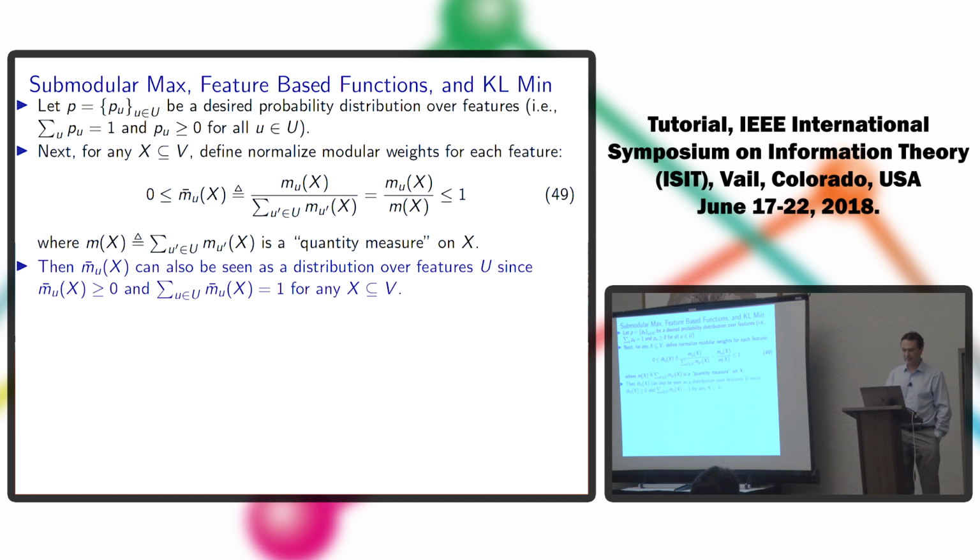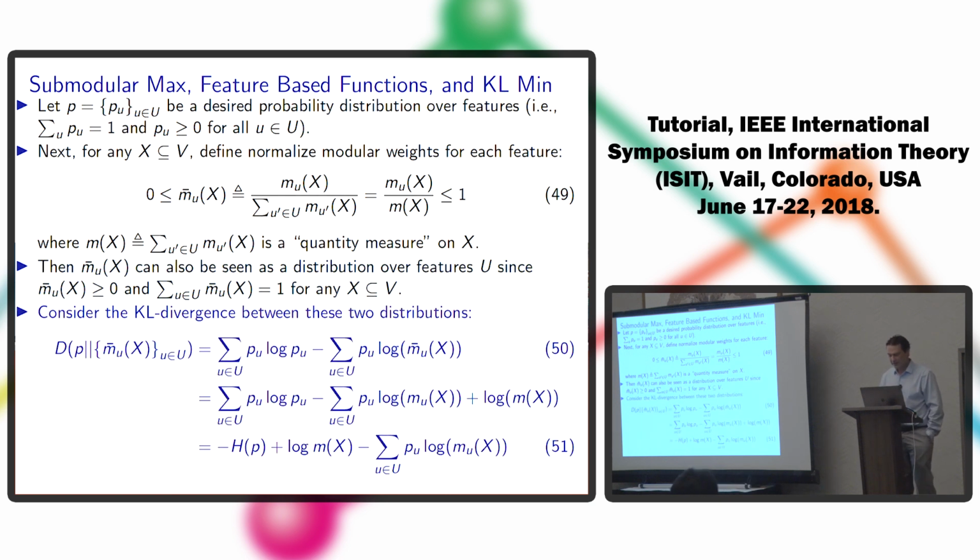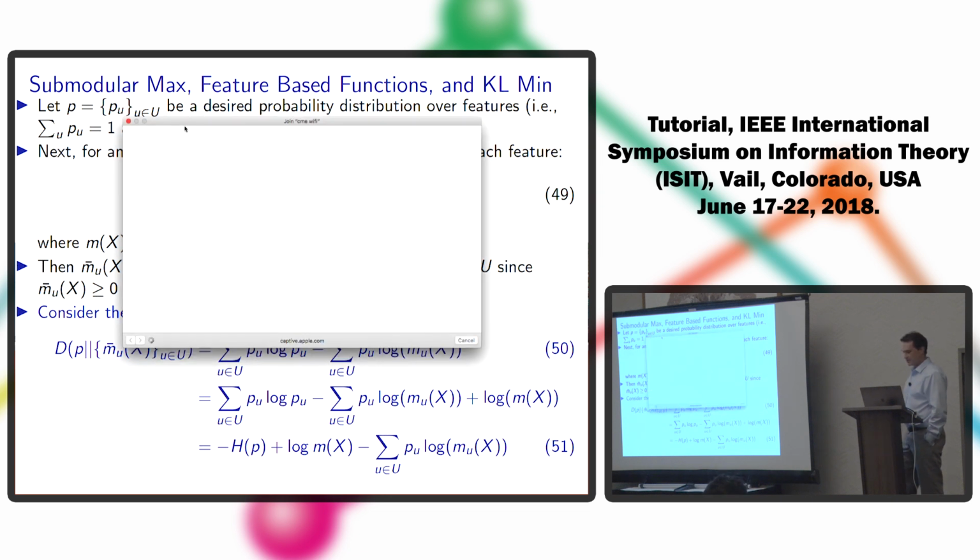So I kind of already said this. m bar u of x can be seen as a distribution over features u, since it's greater than 0, and summing over u, m bar u of x is equal to 1 for any x. So we've got 2 to the n distributions. Now consider the following. The Kullback-Leibler divergence between p and this distribution.